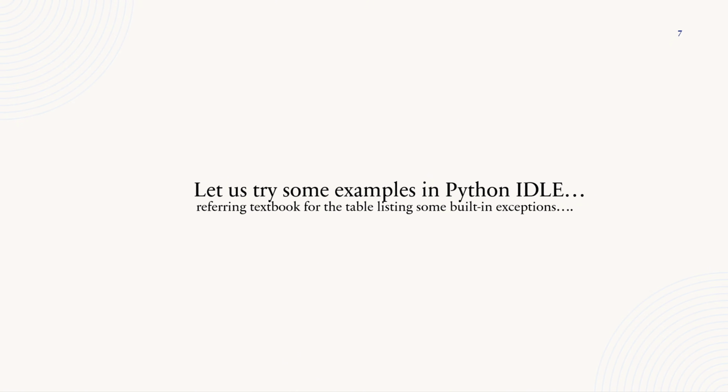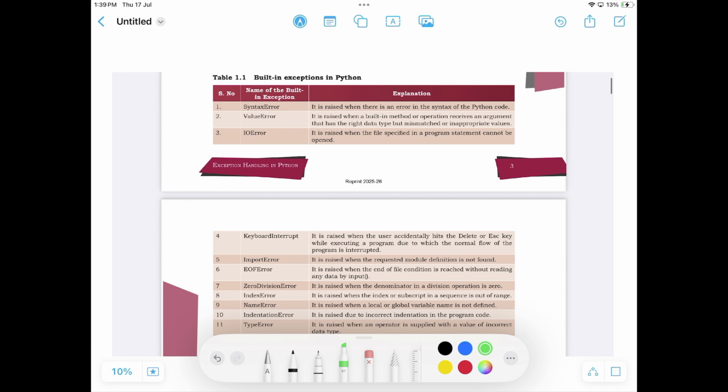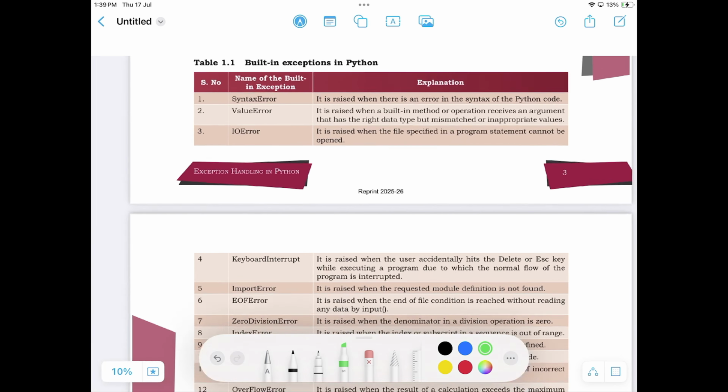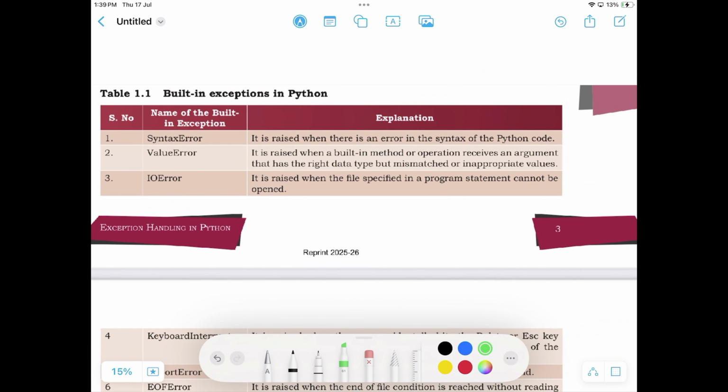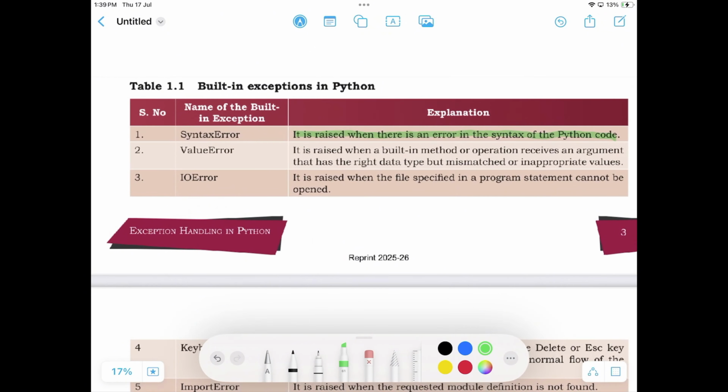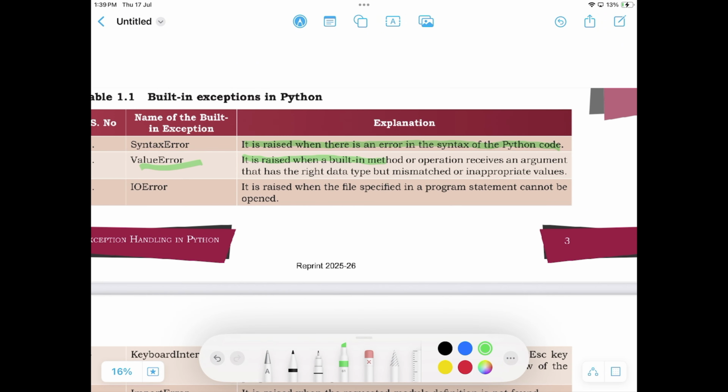So now let us try some examples for built-in exceptions in our Python IDLE by using the table which is given in our textbook. So guys, coming to this table, here we can see a few examples of built-in exceptions used in Python. The first one here, as you can see, is syntax error, and it states that it is raised when there is an error in the syntax of the Python code, which I've already discussed in the previous video. Now coming to the value error, it is raised when a built-in method or operation receives an argument which has the right data type but inappropriate values.